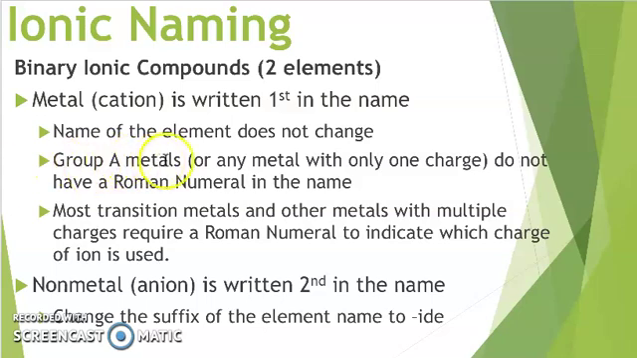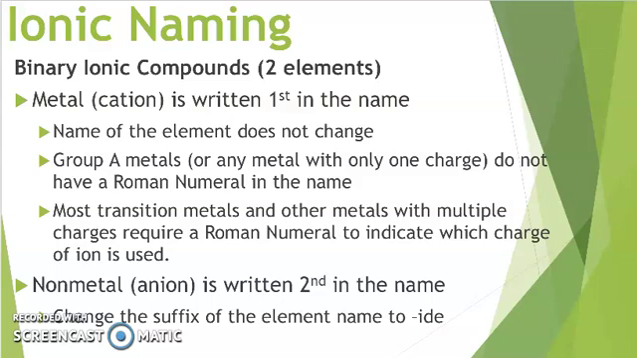Your group A metals, so anything with an American numbering system of A behind it, or any metal with only one charge, like silver with a +1 and zinc with a +2, you don't have to put a Roman numeral behind that metal's name, because you know the charge based on where they are on the periodic table, or they're always going to have those same charges. So you don't need a Roman numeral to specify the charge.